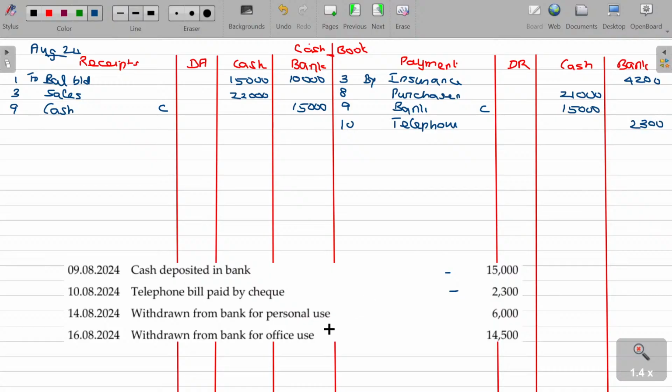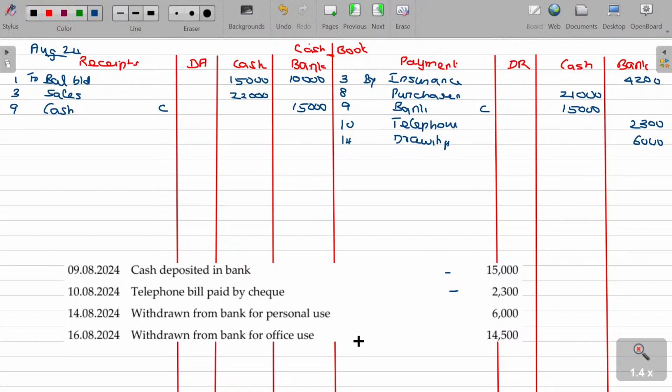Withdrawn from bank for personal use. Personal use, then it's drawings. Bank account, payment side, it should be posted, the date being 14th. Here, drawings. Personal use means the owner is taking it out, not for the cash box of the business. So it should be in the drawings name, on the payment side, the value being 6,000.